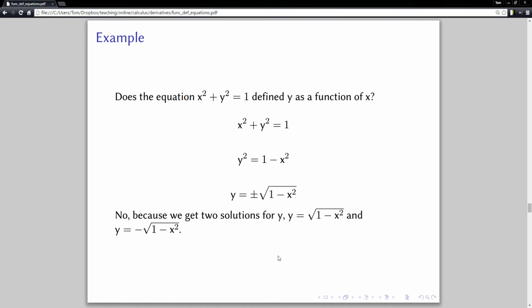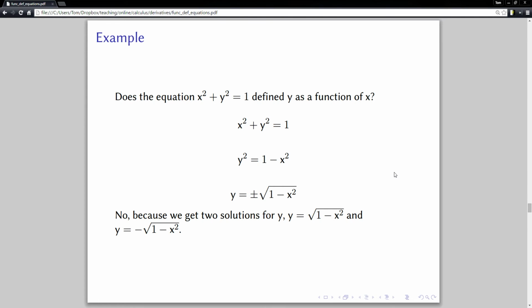And so you can see if I had an x value of 0, it's going to lead to square root 1 and minus square root 1. And so it's pretty clear, because we get two different pieces right here, that the original equation does not define y as a function of x.